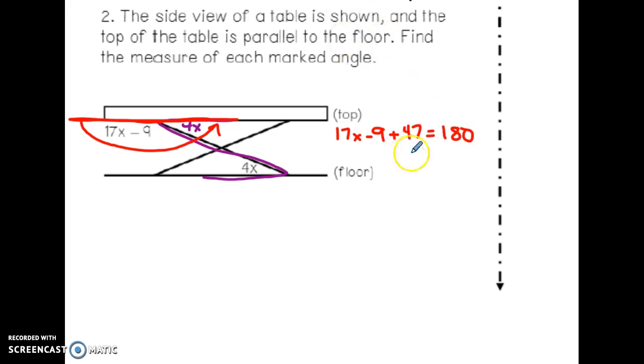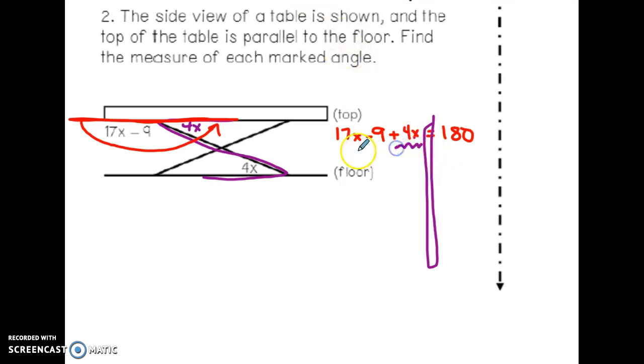So your solving is a little bit different. You need to combine your like terms. I have no idea where that number 47 just came from. Sorry about that. It's supposed to be a 4x. Why it looked like a 47 to me, I do not know. So now I think we're okay.